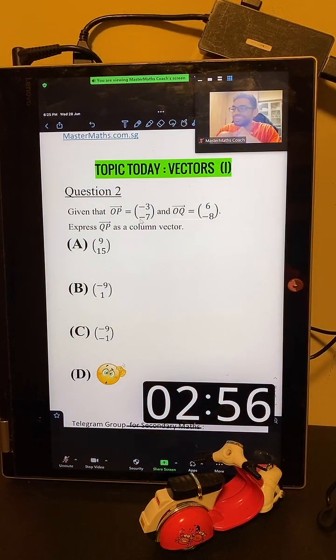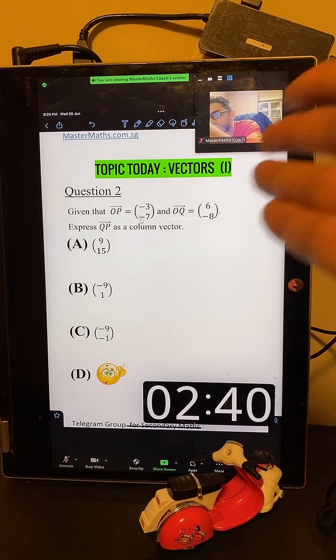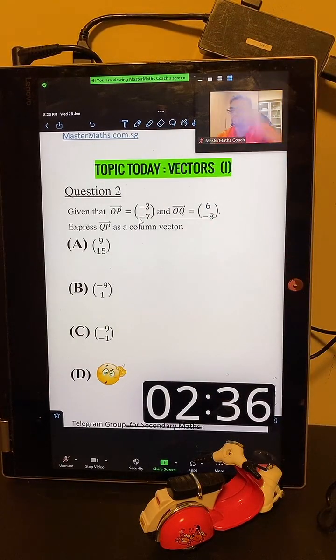Given that OP is negative 3, negative 7, OQ is 6 and negative 8, express QP as a column vector. Again, those who just joined, welcome to today's live. Nash, thanks for spamming the like, man. Really appreciate that a lot. My friends, is it A? Is it B? Is it C? Is it D? Which one is your best option for this question?